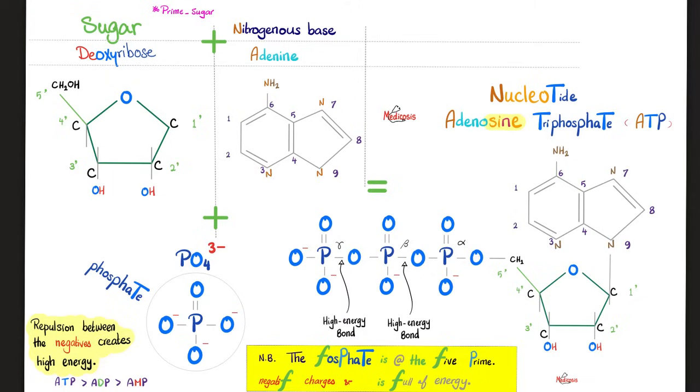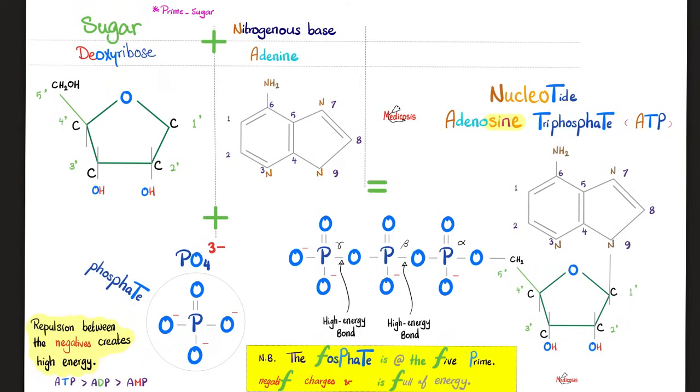But hey, Medicosis, I don't get it. Why do they have tons of energy there? Because it's the repulsion force between the negative phosphates, etc., that creates too much repulsion. Too much repulsion, potential for energy. And that's why ATP has way more energy than ADP, which has more energy than AMP.